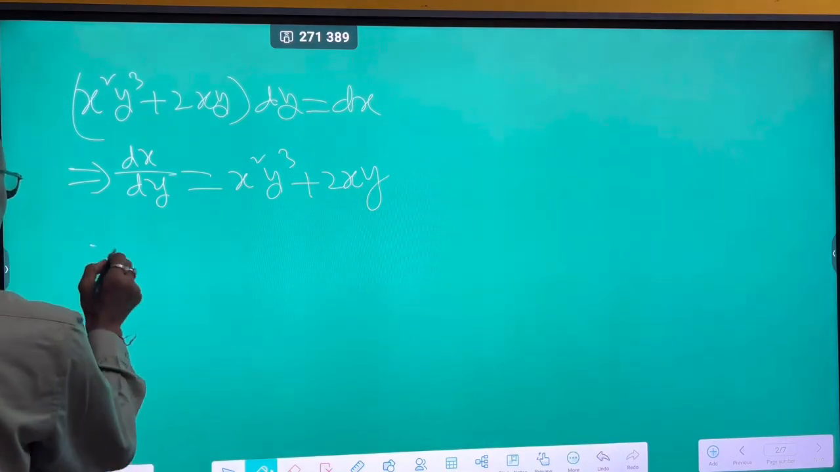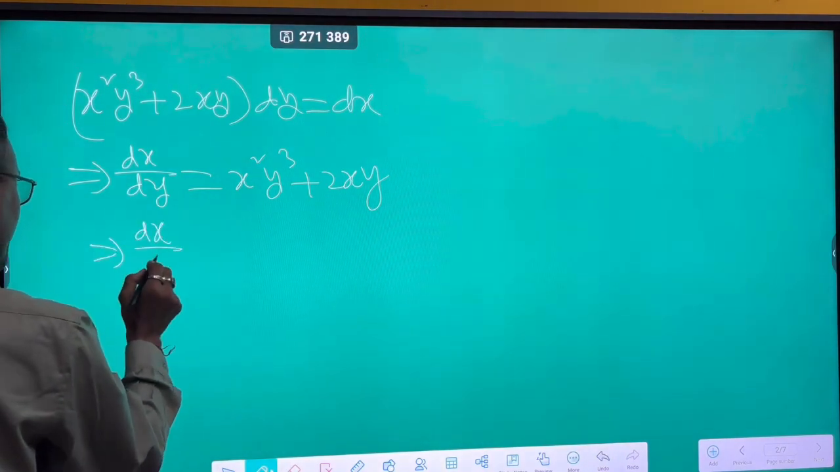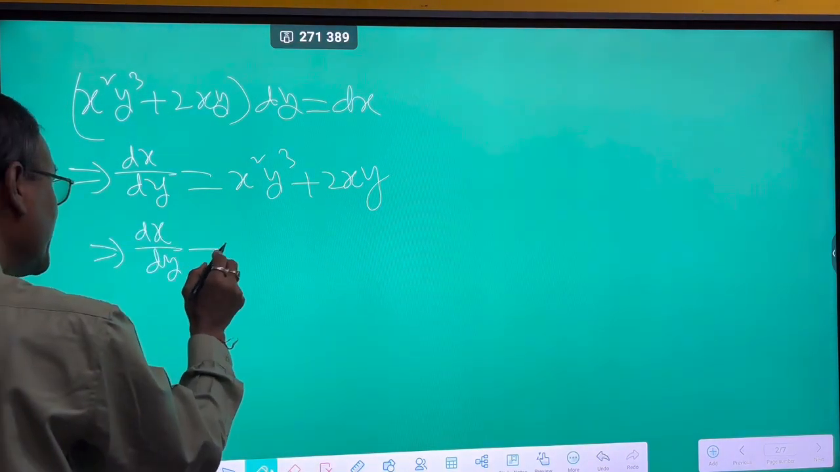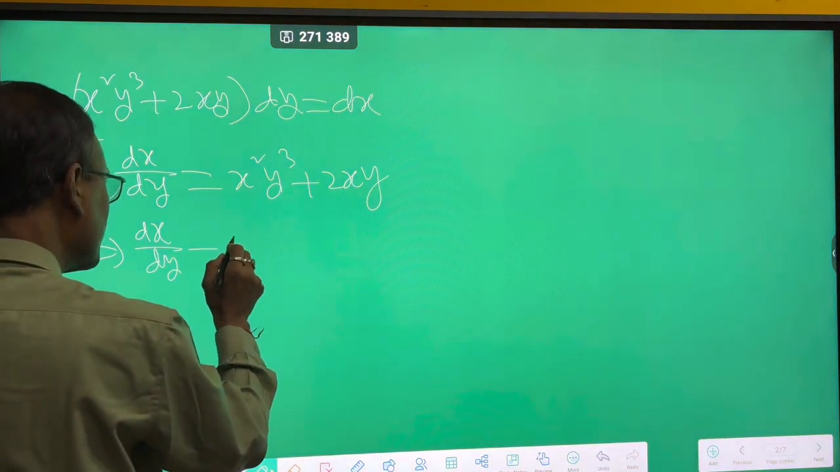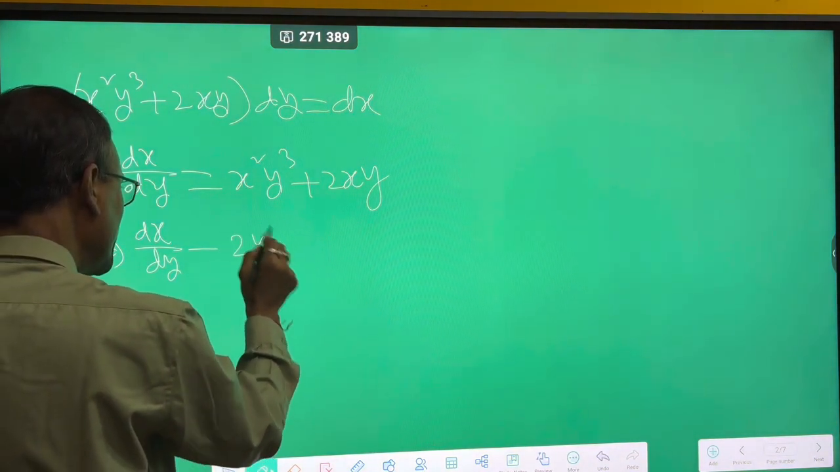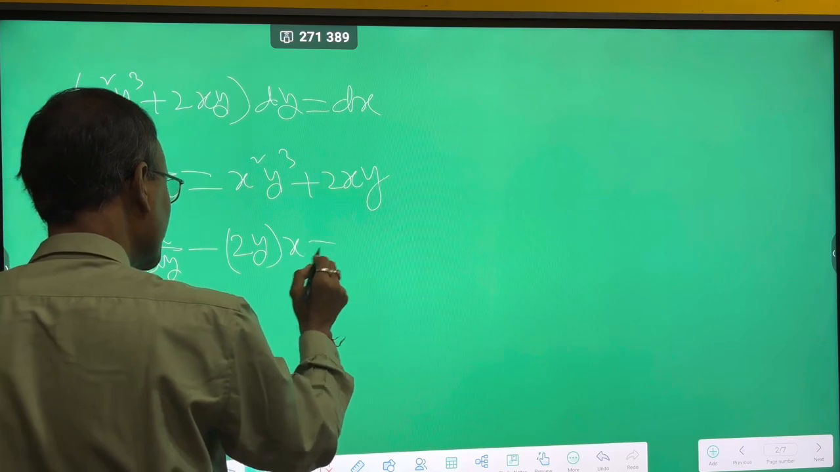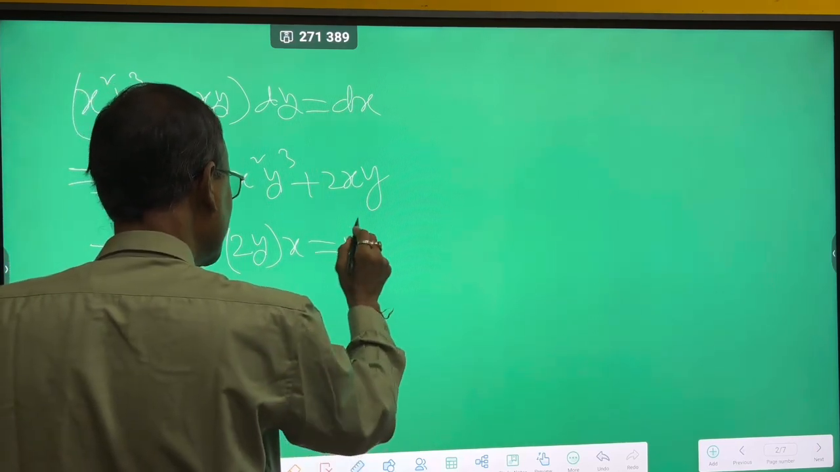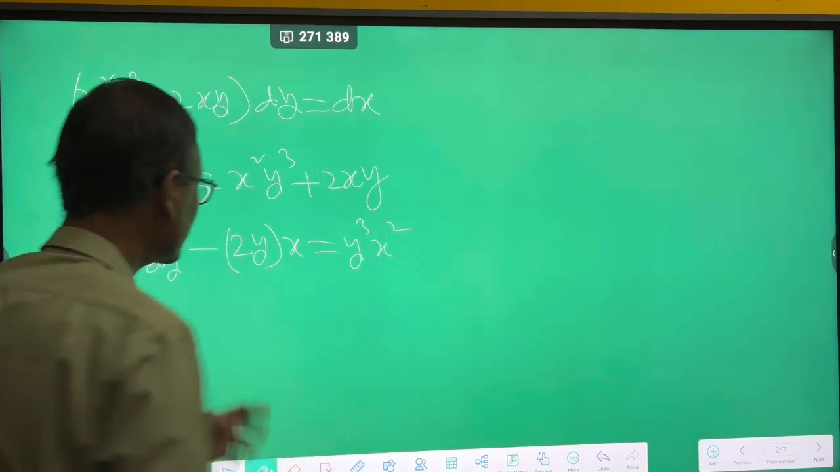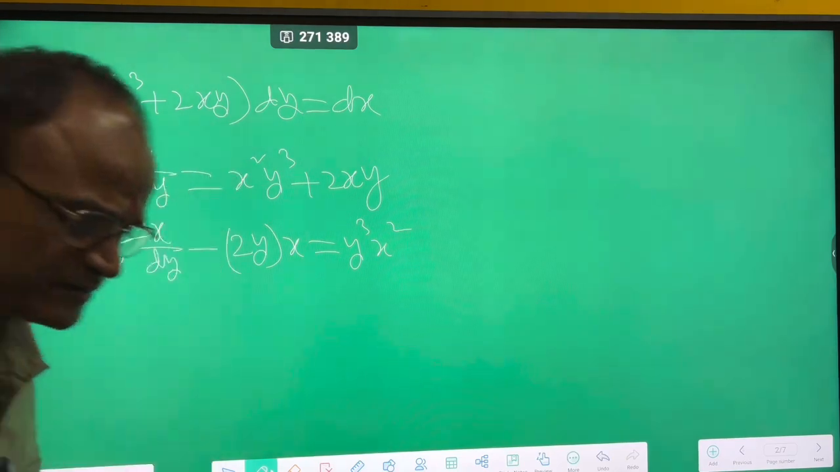This means dx by dy minus twice y into x equal to y cube x square. Right.